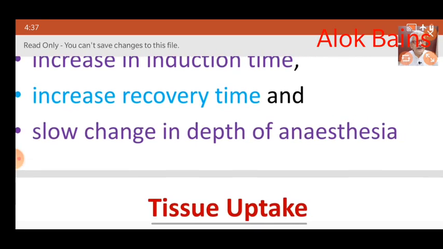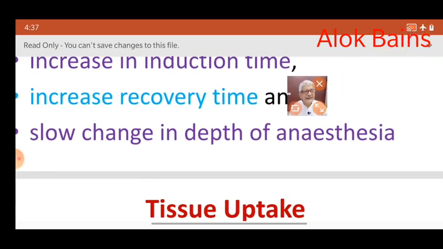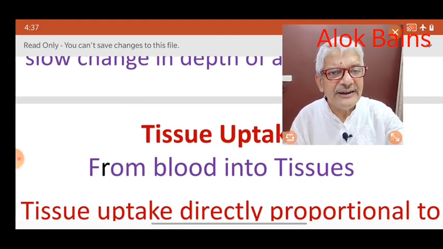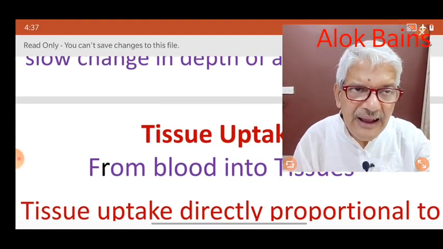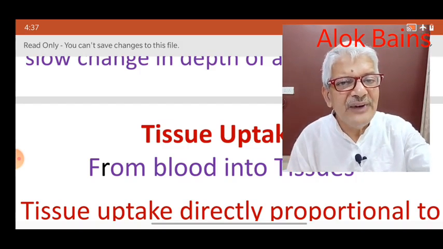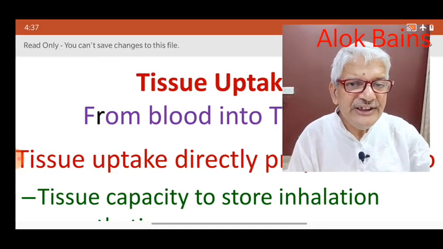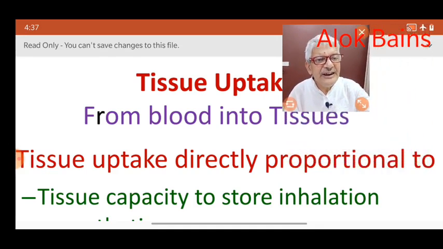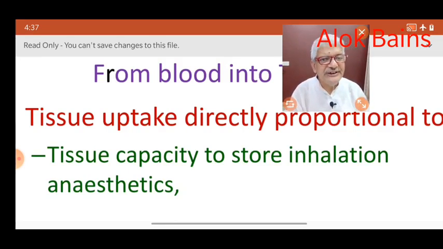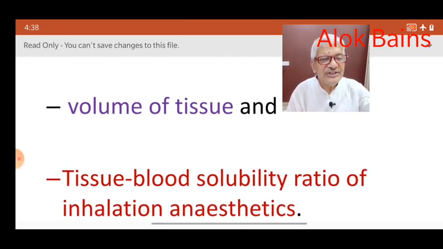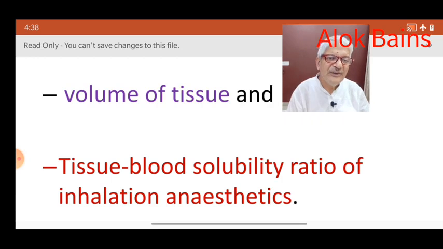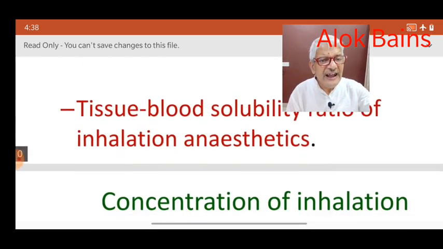Now we will try to understand the third factor, that is the tissue uptake. Tissue uptake means movement of inhalation anesthetics from blood into tissue. This tissue uptake is directly proportional to the tissue capacity of the body to store the inhalation anesthetics. Second point is the volume of tissue and third point is the tissue blood solubility ratio of inhalation anesthetics.